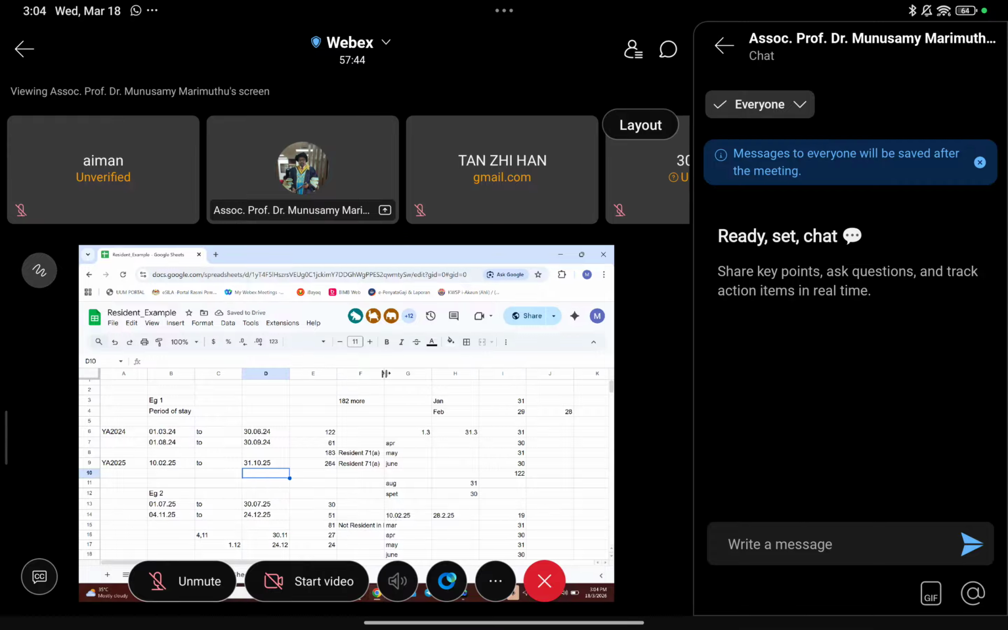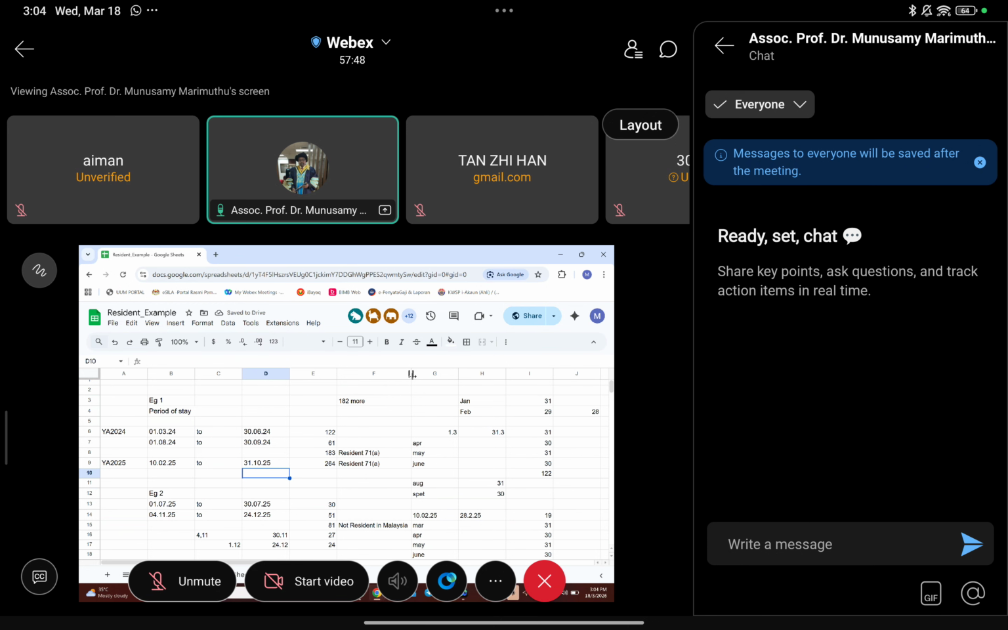So it's just a very simple section 71A, everybody should be able to follow. Anything wrong? Let me know now.